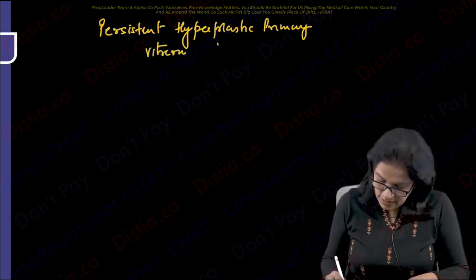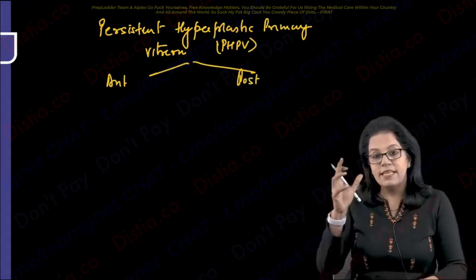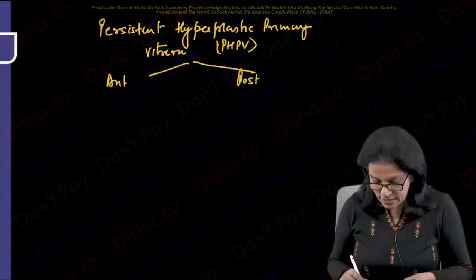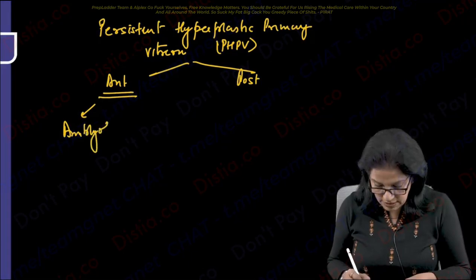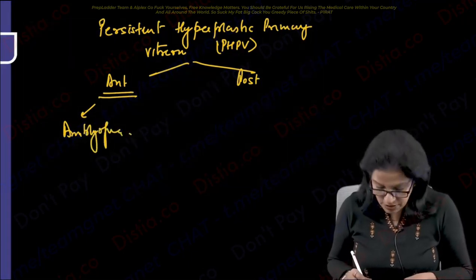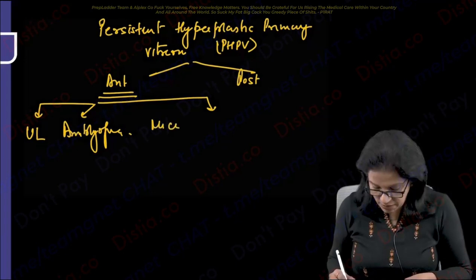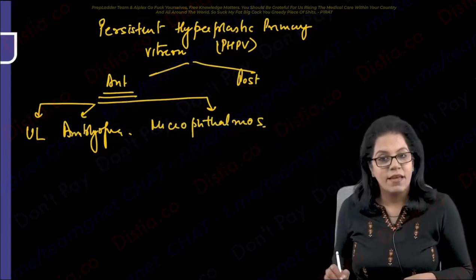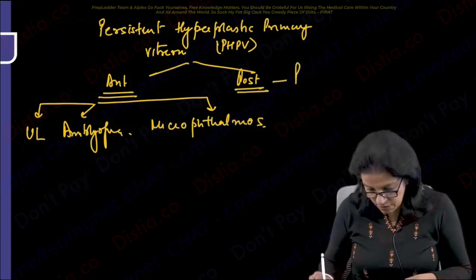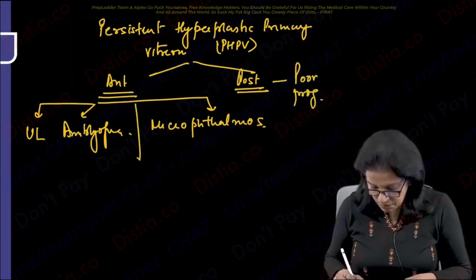PHPV, right? Now, what we are going to learn further, we just said it can be anterior or posterior, right? So, anterior, which is behind the lens, think yourself, will cause an opaque media, and therefore what will happen? It can lead to amblyopia. The main problem with the patient is this child will be amblyopic. Generally, it is unilateral and it may be associated with microphthalmos. So, posterior PHPV has got a poor prognosis, whereas anterior PHPV has better visual prognosis.